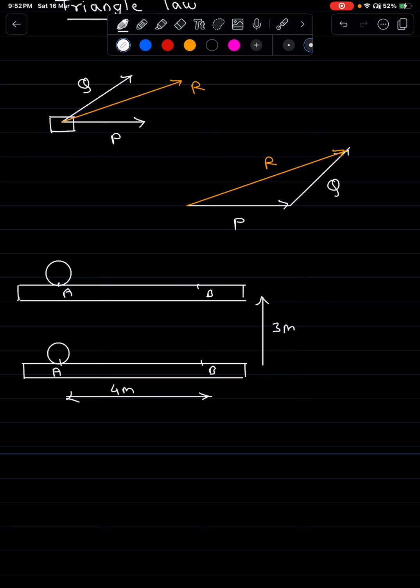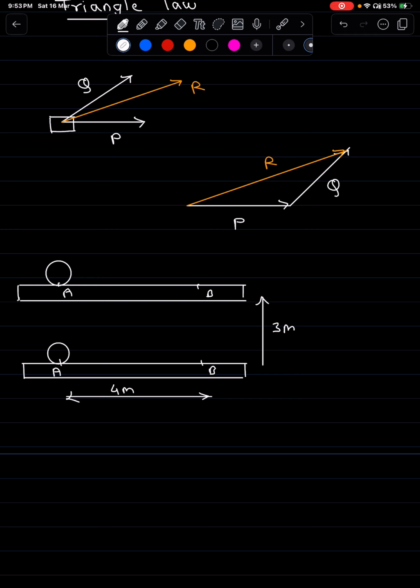Now imagine that both the things have happened simultaneously. The object also goes along the plank a distance of 4 meters in 1 second, and the plank is also getting lifted up by a distance of 3 meters in the same time, 1 second. So now if you think, where will the object be? It will travel like this, right? And reach this point B over here. So basically what has happened, the two vectors have been added.